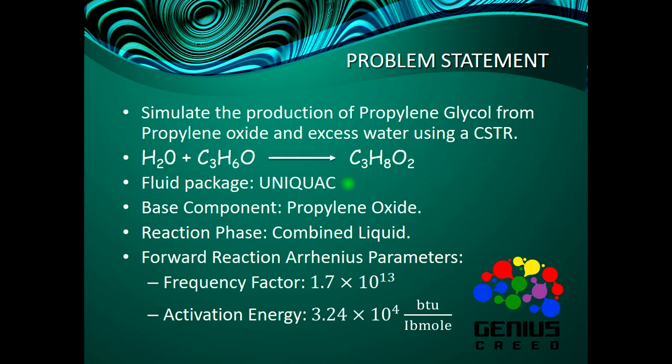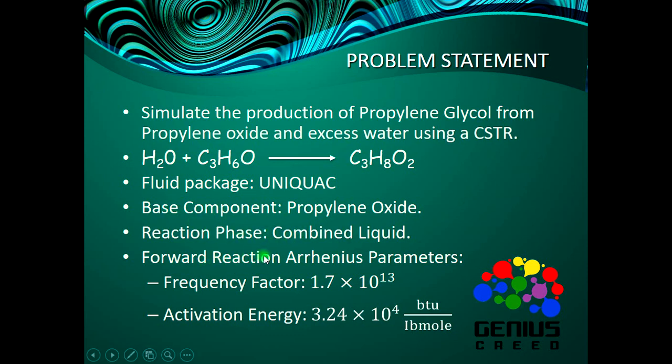Now, here's the problem statement. Simulate the production of propylene glycol from propylene oxide and excess water using a CSTR. Now, this is the reaction. Water plus propylene oxide will give you propylene glycol. Now, the fluid package is UNIQUAC. The base component is propylene oxide. These are just for when you are modeling the reaction, you see it. The reaction phase is combined liquid.